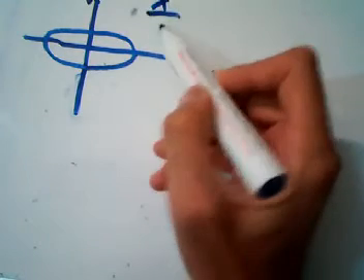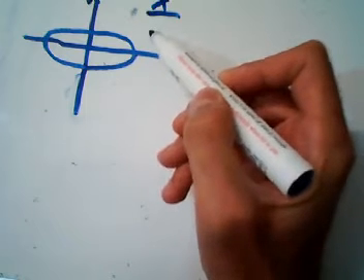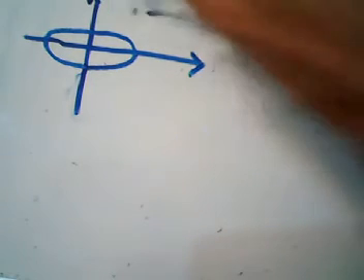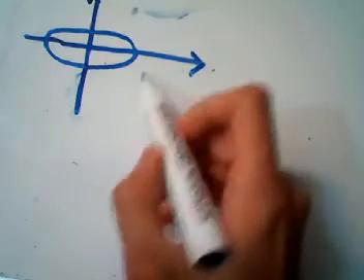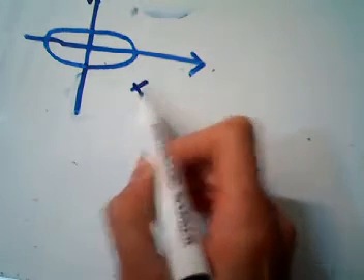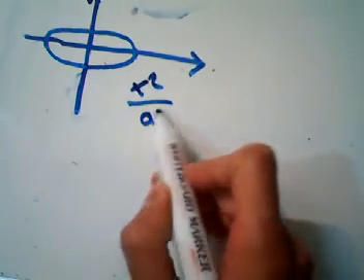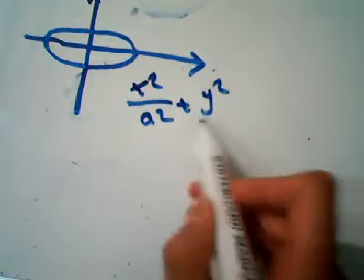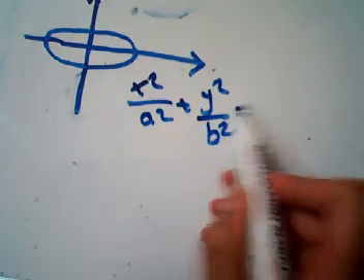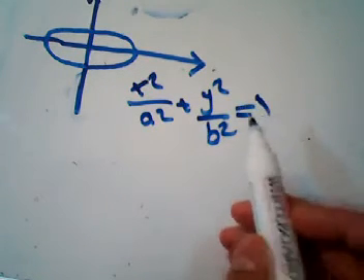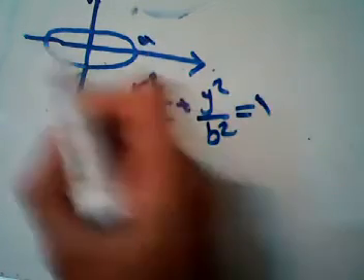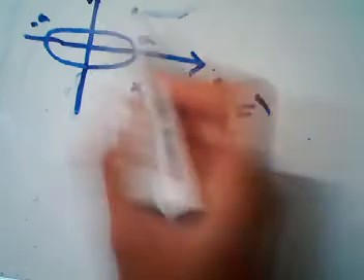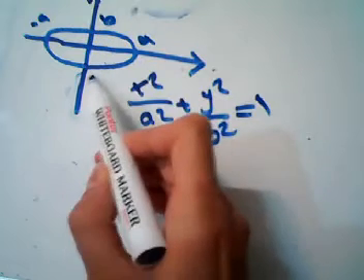This is its equation: x squared over a squared plus y squared over b squared equals 1. And this is a, this is minus a, b, minus b.